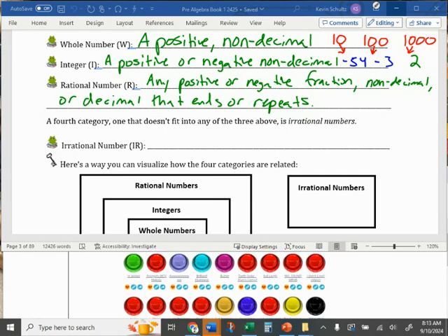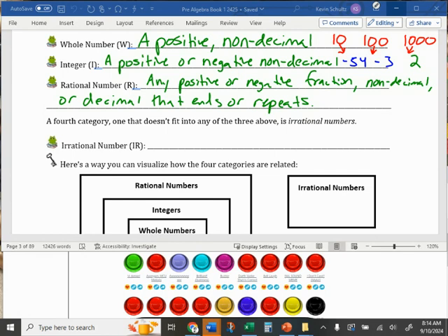That's why in this diagram here, the whole numbers are kind of inside the rational rectangle there. The rational one's the largest set. Inside of that is our integers, because every integer is also rational. Negative 54 is a negative non-decimal. It fits that piece of it. Negative 3 is a negative non-decimal as well. So every integer is rational. Every whole number is rational.